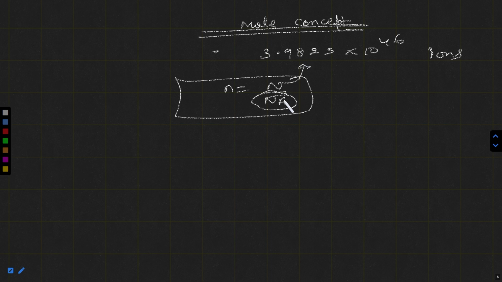Avogadro number, as you know very well, was given by Amedeo Avogadro, which is a constant number, and 1 mole of anything gives this number: 6.022 × 10^23. Today we have discussed this mole concept, which is very important, and you will definitely get questions from this concept in the upcoming classes.